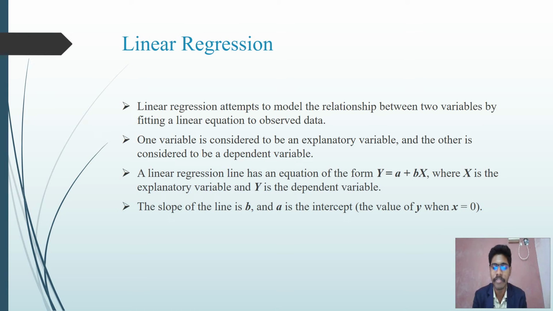These are the two types of variable we need to extract data from the linear regression. The slope is b, and a is the interpretation of the value of y when x equals 0. That is only how we use the linear regression algorithm.